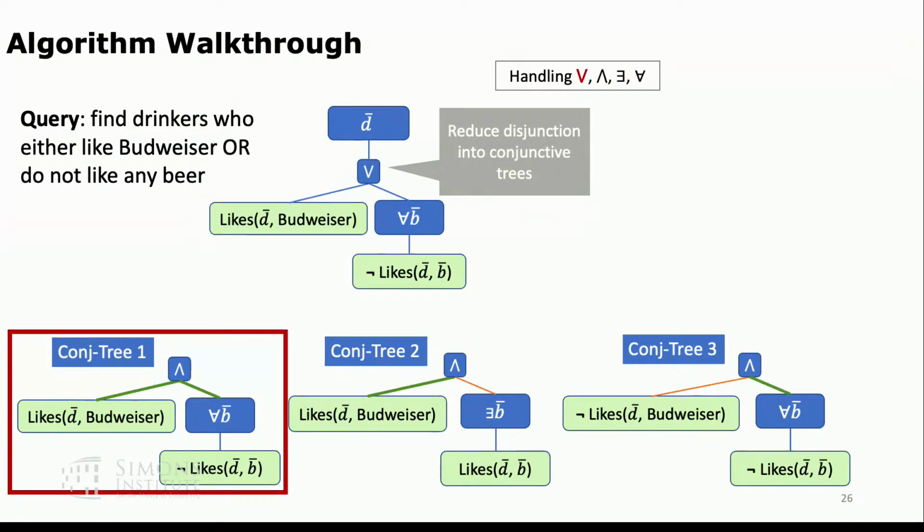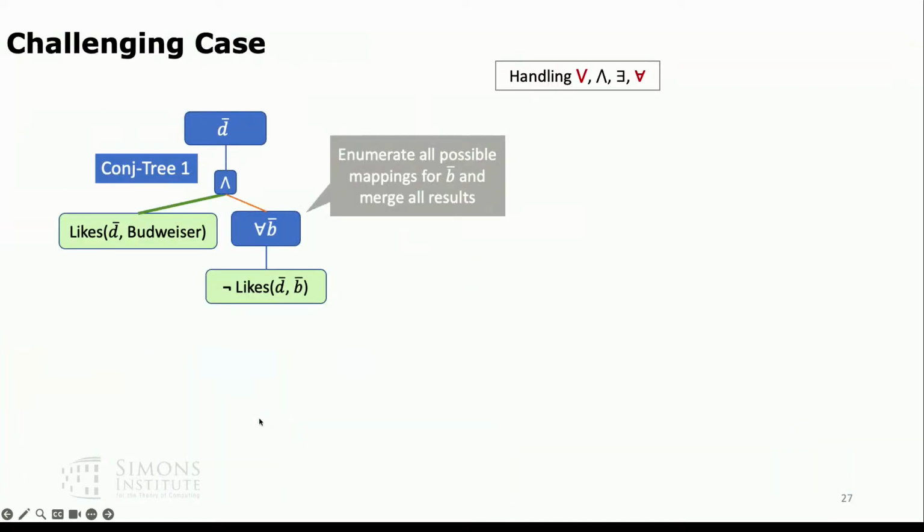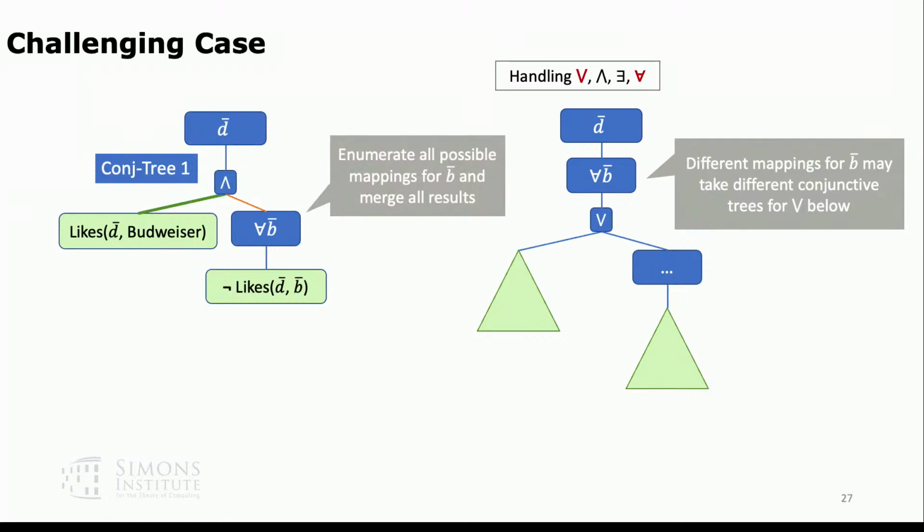For the first one, when we have this for all, that is the tricky one, because now different branches could have different mappings. So what we do is take all of them and merge all the results. Especially if you have a disjunction below the for all, then it gets really complex. Like for all x, px or qx, you cannot do that trick. You will miss some solutions, depending on whether both are true or only one is true.